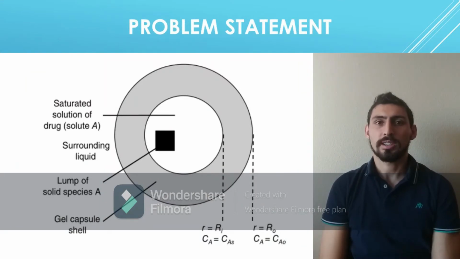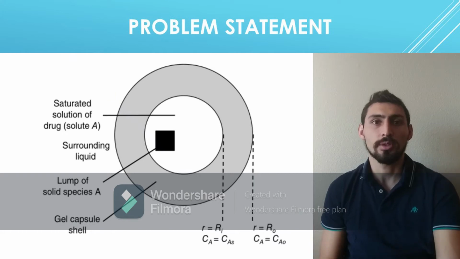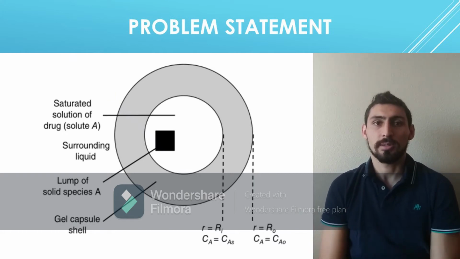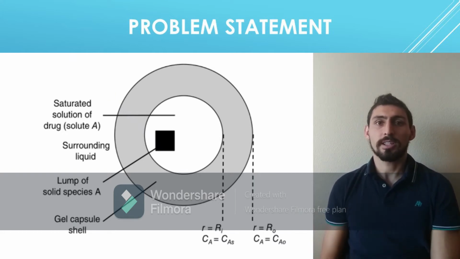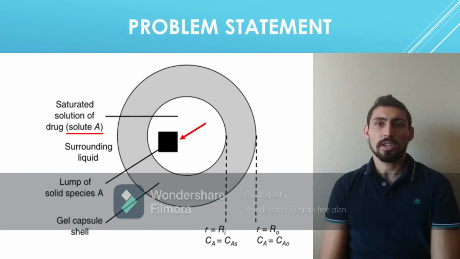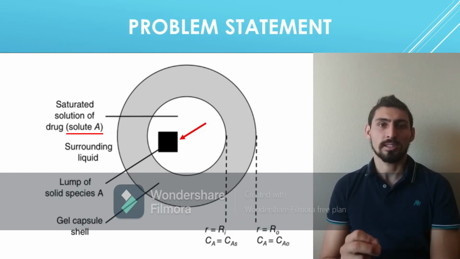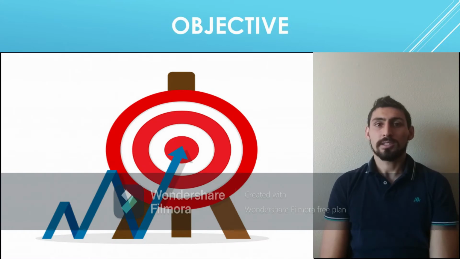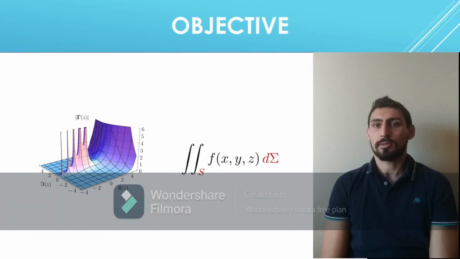In this project, a sustained release drug capsule will be analyzed from the point of view of mass transfer and diffusivity. This spherical gel capsule contains a saturated solution of drug, in this case called solute A. It also contains a lump of solid species A, which, as long as it exists, keeps the concentration of A within the core constant. The objective here is to develop an analytical integrated equation to determine the total rate of drug release, WA.